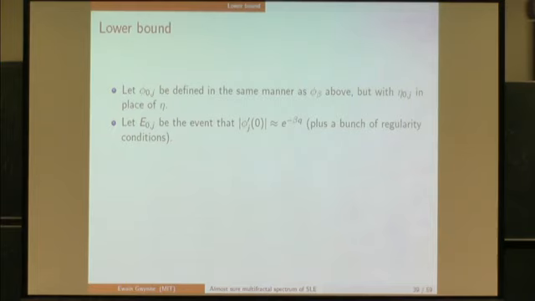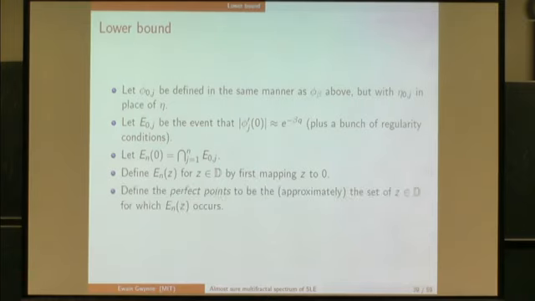And then plus a lot of regularity conditions. So then we define our events En at the point 0 to just be the intersection of the E0j's. And for a general point, we define it in the same way, except we first apply a conformal map which takes z to 0. And then once we've applied the map, we just define the events in exactly the same way as before. So then the perfect points are, roughly speaking, the set of points for which En of z occurs. And we want to show that these perfect points satisfy all of those three conditions on the first slide.